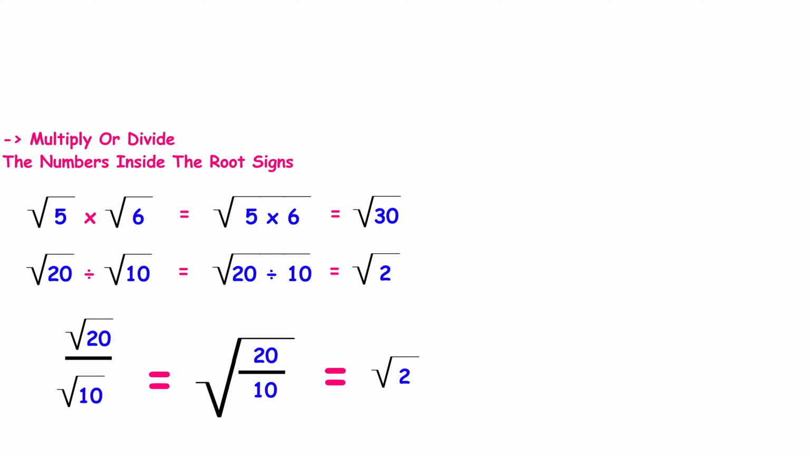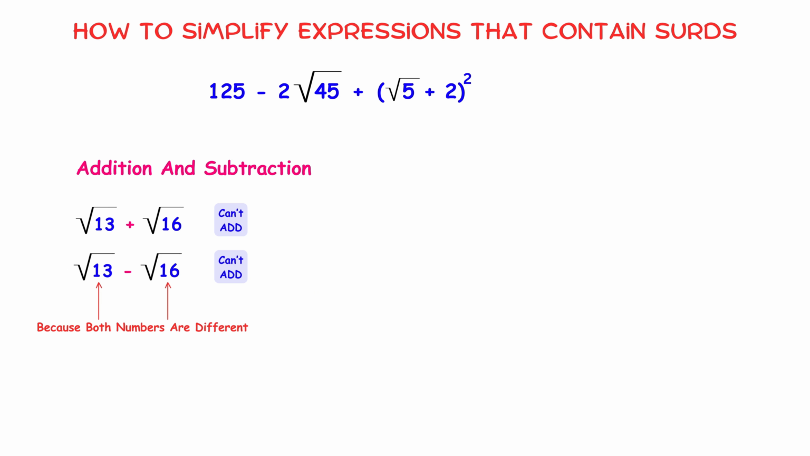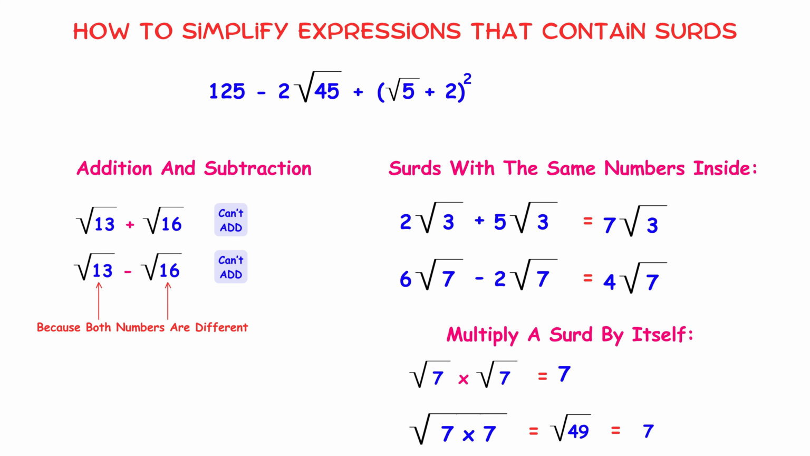For example, if you have root 13 plus root 6, you can't add them together to get root 19, just like you couldn't do root 13 minus root 6 to get root 7. This is because the numbers inside the surds are different, so you can't add or subtract them. But if you had surds with the same numbers inside, like 2 root 3 plus 5 root 3, then you could add them together by adding together these numbers in front. So this would give us 7 root 3. And the same thing goes for subtraction. So 6 root 7 minus 2 root 7 would be 4 root 7.